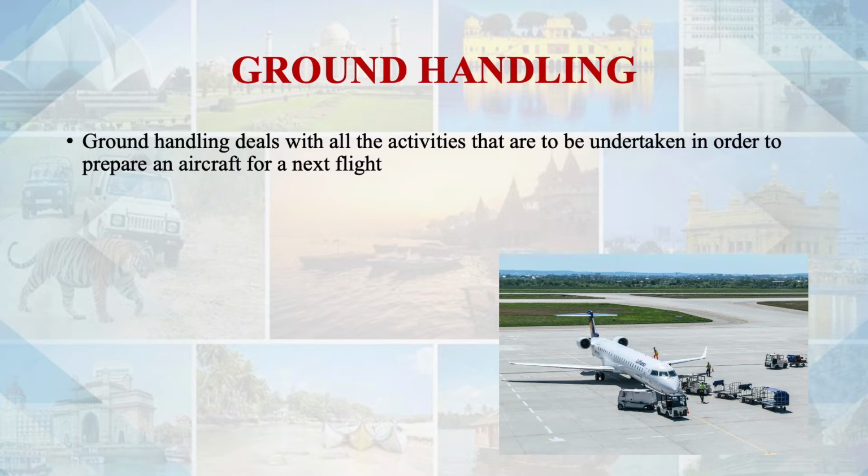Ground handling deals with all the activities that are to be undertaken in order to prepare an aircraft for the next flight. After landing, the flight will enter the taxi area. That flight will be taxiing to the ramp and parking on the ramp. After parking on the ramp, the engines will be off, and the staff will be ready for taking all the required services for the flight to make it ready for the next flight. So a series of activities will be happening when the flight is parked on the ramp.